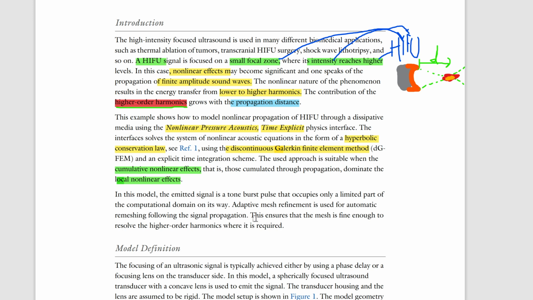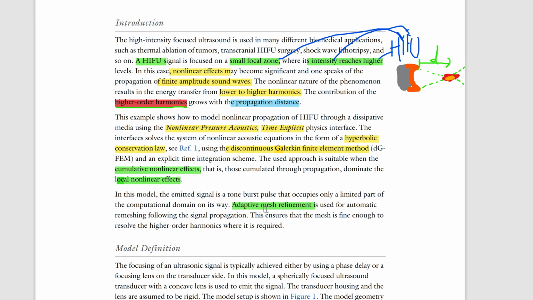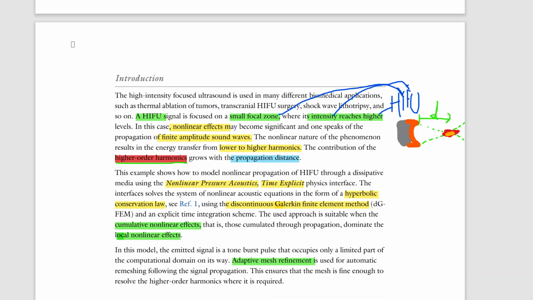This ensures that the mesh is fine enough to resolve the higher order harmonics where it's required. Okay, so that's like what I said. Adaptive mesh means our mesh is going to be holding more resolution. Our mesh will be changing as we run the simulation to have a fine enough mesh. Okay. So that was the introduction. Now, the second time I'm reading this, I'm actually getting a better idea of what we're going to be doing.